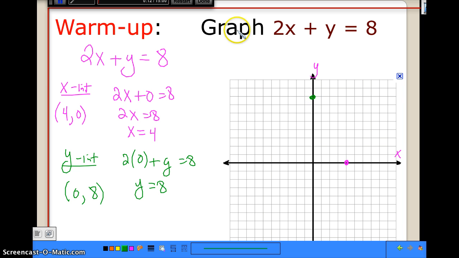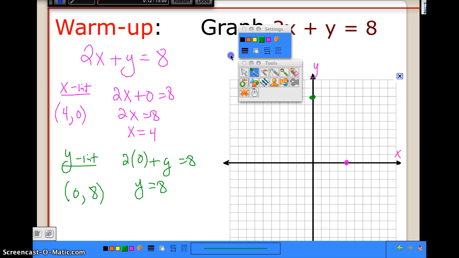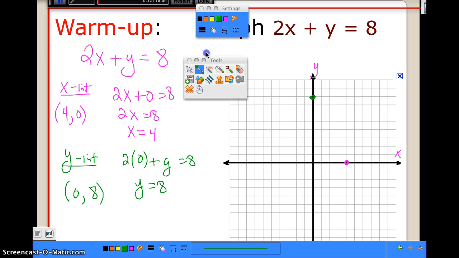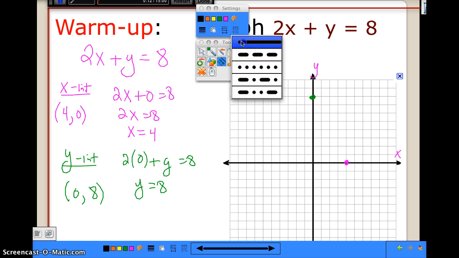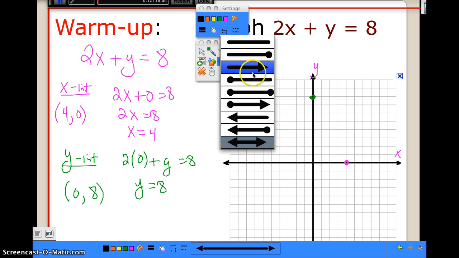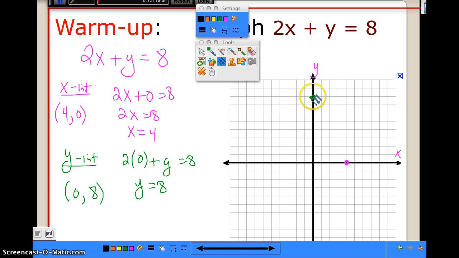Then take a straight edge. Once you've got 2 points on a graph, you can go ahead and connect them with a line. Make sure you put arrows on the ends of your line, and make sure you also label it with the original equation, which was 2x plus y equals 8. Don't forget to put arrows and labeling, or else you're going to end up losing points.